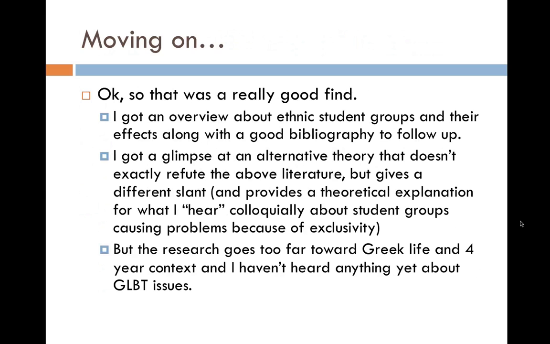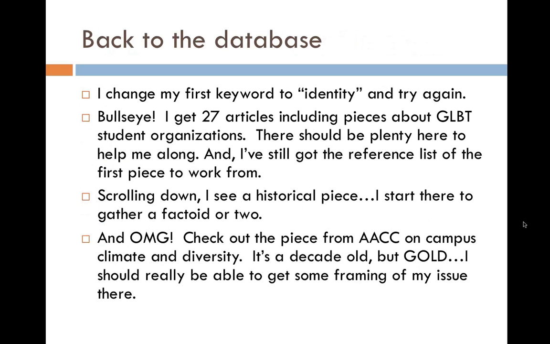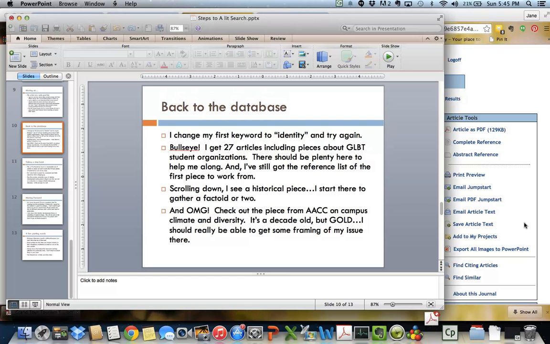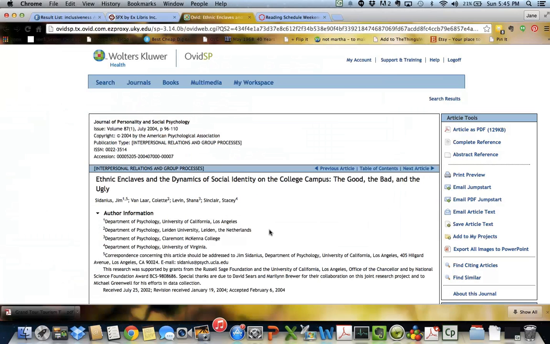But the research was really about Greek life on a 4-year campus, and we were interested in 2-year campuses, and there was nothing about GLBT issues. So it was helpful, but not great. The helpfulness is that it gives us a new way to do the search, to change the first keyword of inclusiveness to identity, and then try again. So let's back out and go take a look at what that does.